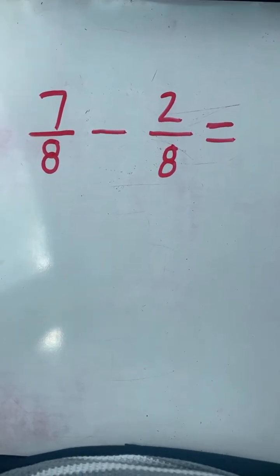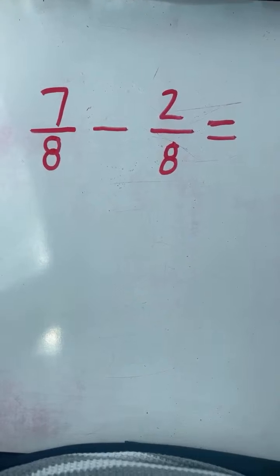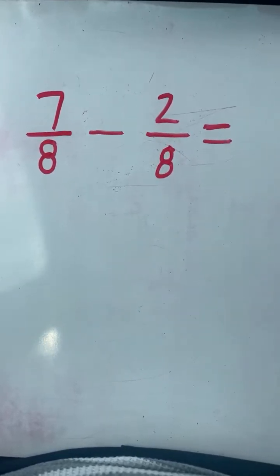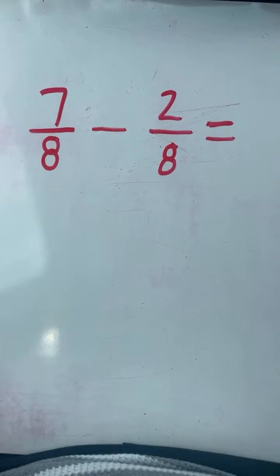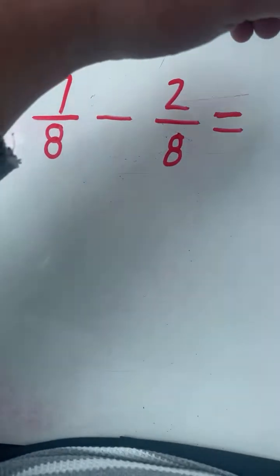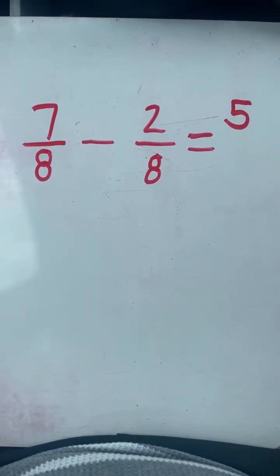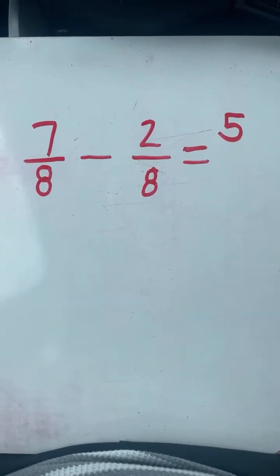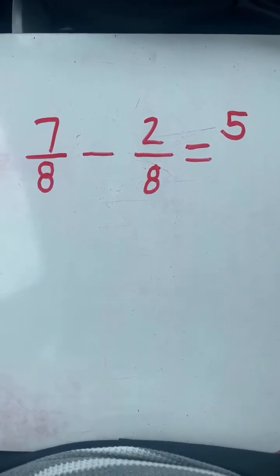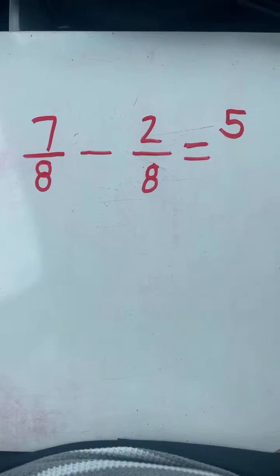So subtracting fractions, two simple steps. Step 1, you subtract the numerators. 7 minus 2. What is 7 minus 2? 7 minus 2 equals 5, so you would subtract that just as you would subtract any whole number. Now the only difference between subtracting fractions and subtracting whole numbers is the denominator, aka the bottom number, stays the same.